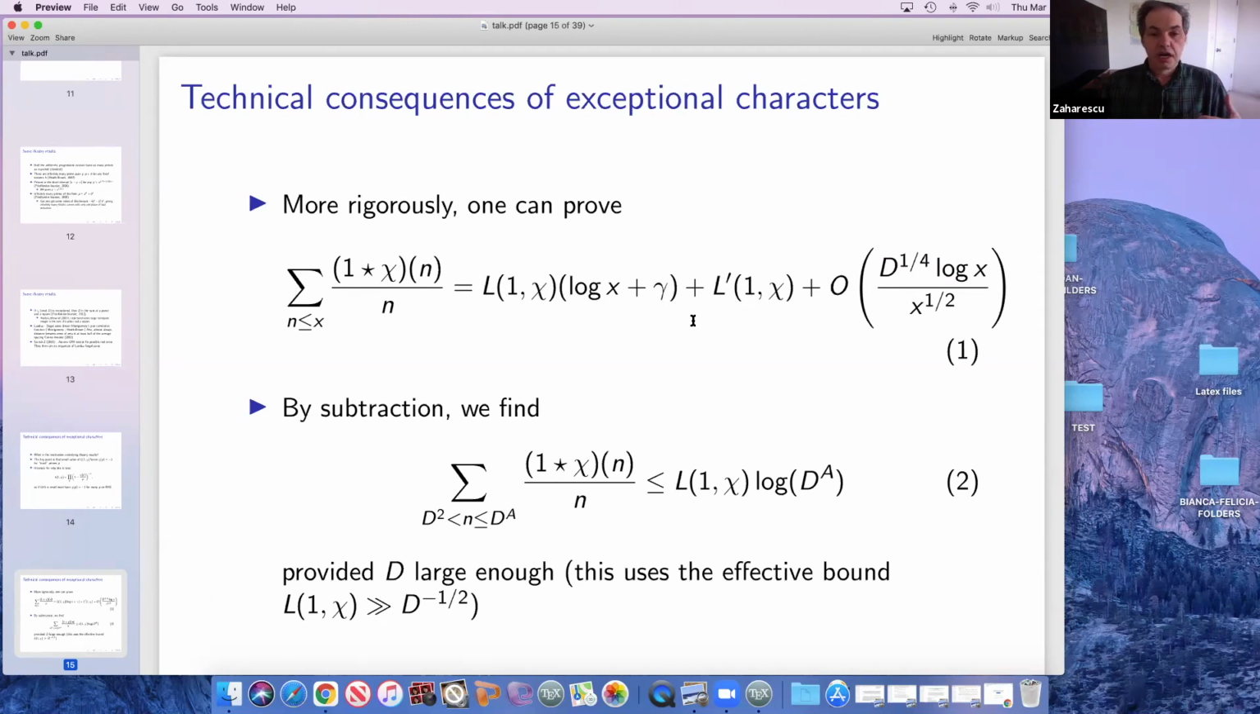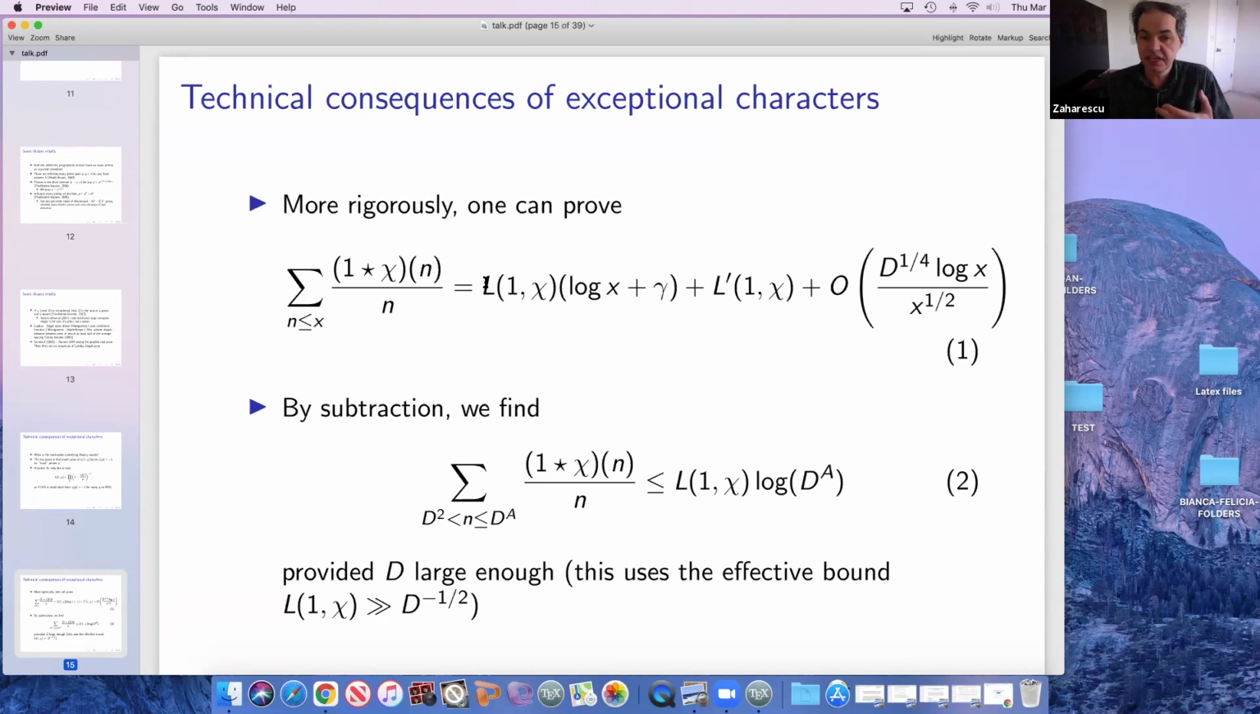Now, normally, or under GRH for instance, and just to see the big difference between the two scenarios, under GRH, L(1, chi) is larger than 1 over log d. So if I take x to be like d, I get a log d over log d, so this goes to infinity as d increases.